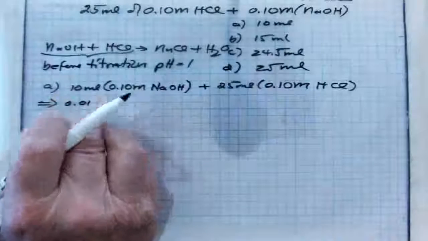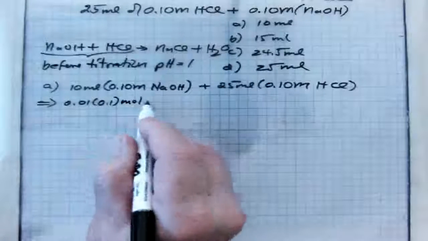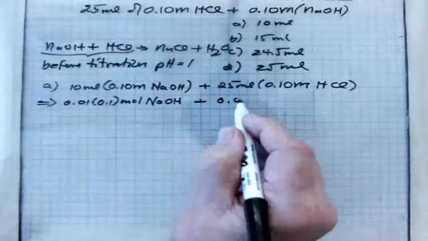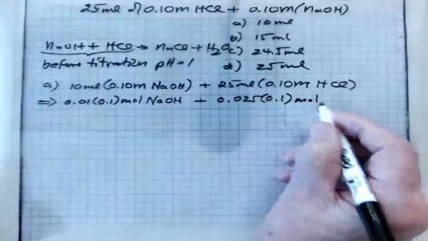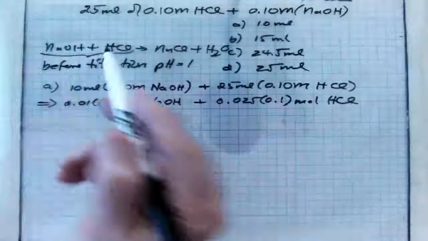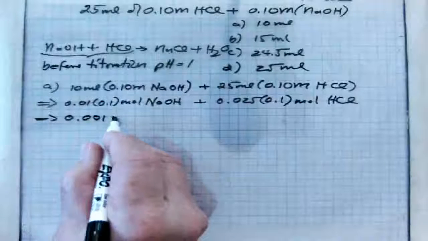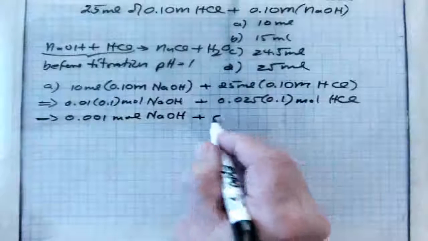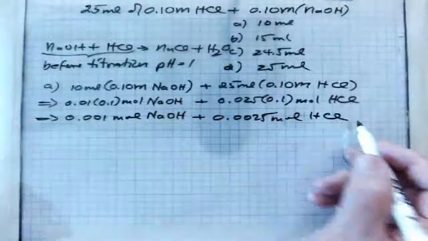So here we want 0.010 liters times 0.1 mole of sodium hydroxide, plus 0.025 liters times 0.1 mole of hydrochloric acid. It's a 1-to-1 reaction ratio, and so it's 0.001 mole sodium hydroxide plus 0.0025 mole of the HCl.